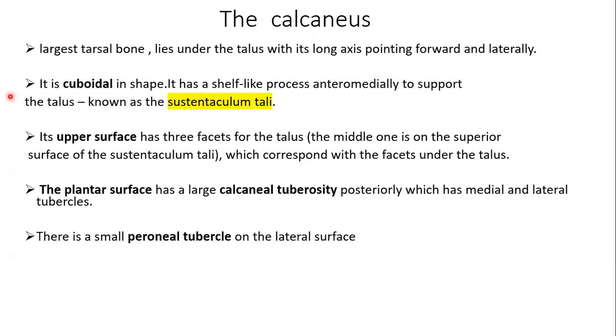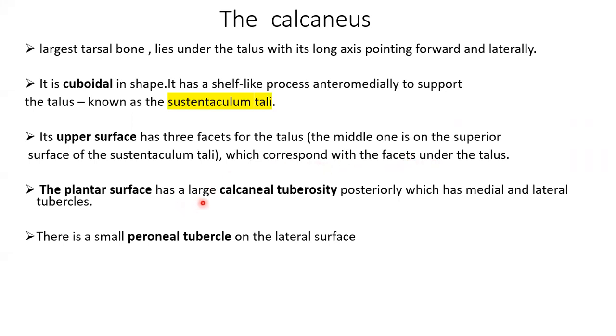Calcaneum. The largest tarsal bone lies under the talus with its long axis pointed forward and laterally. It's cuboidal in shape. It has a shelf-like process anteromedially to support the talus, known as the sustentaculum tali. The upper surface has three facets. We said the talus inferior surface has three facets for articulation with the calcaneum. So in the calcaneum, in the upper surface, we have three facets for articulation with the talus. The middle one is on the superior surface of the sustentaculum tali, which corresponds with the facet under the talus.